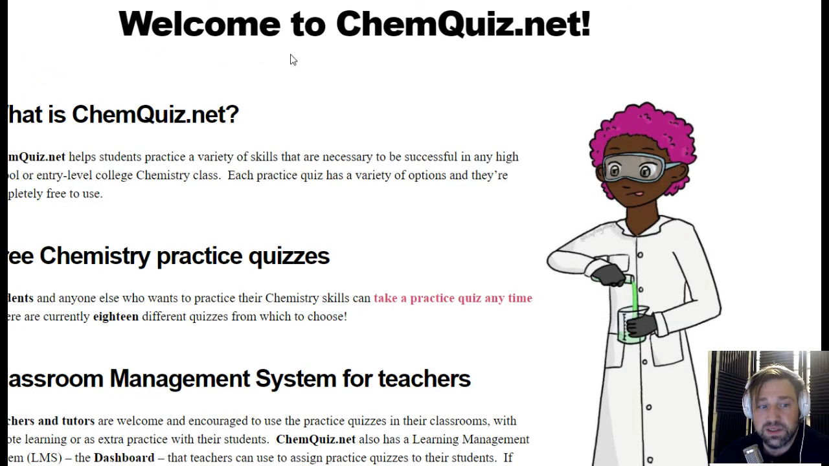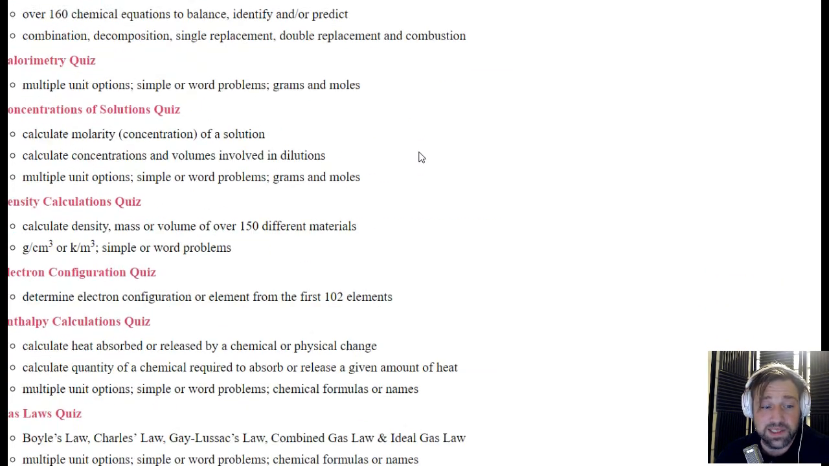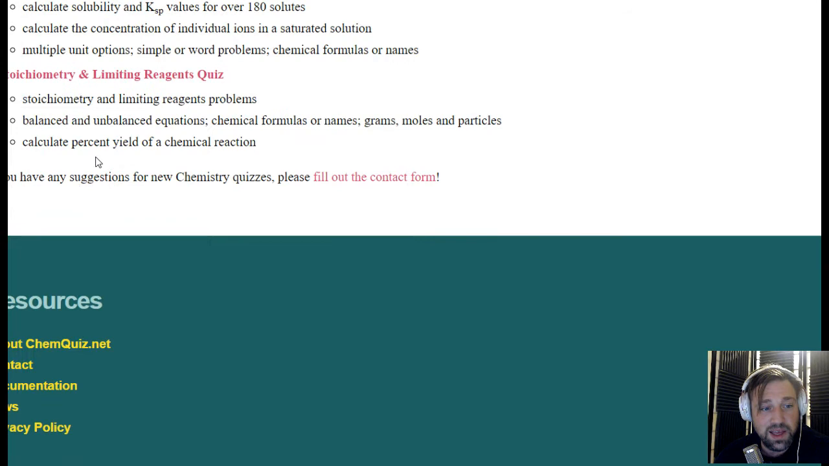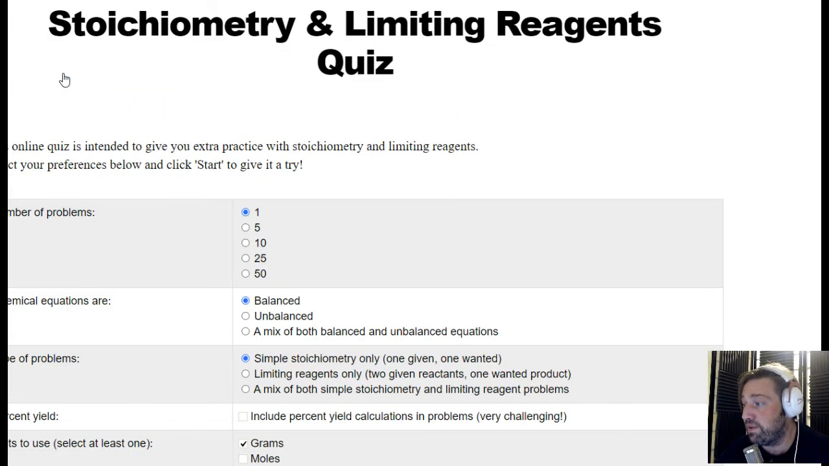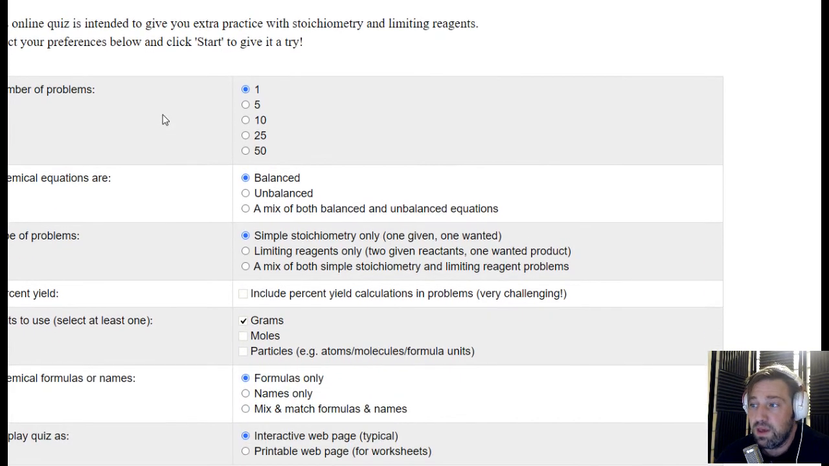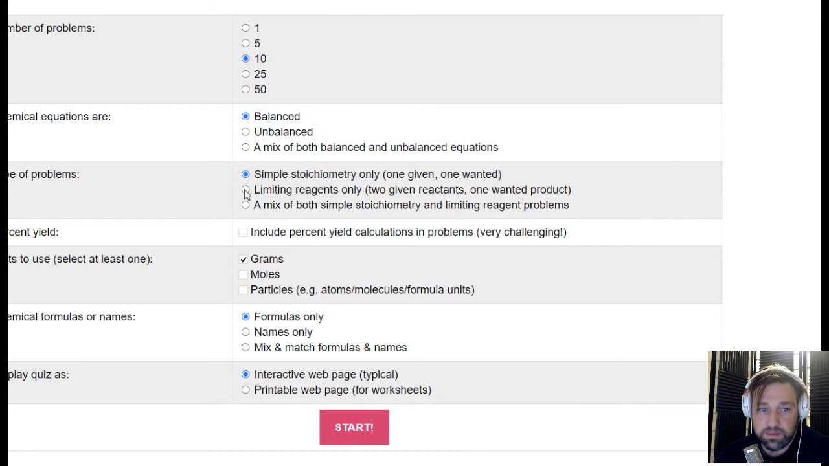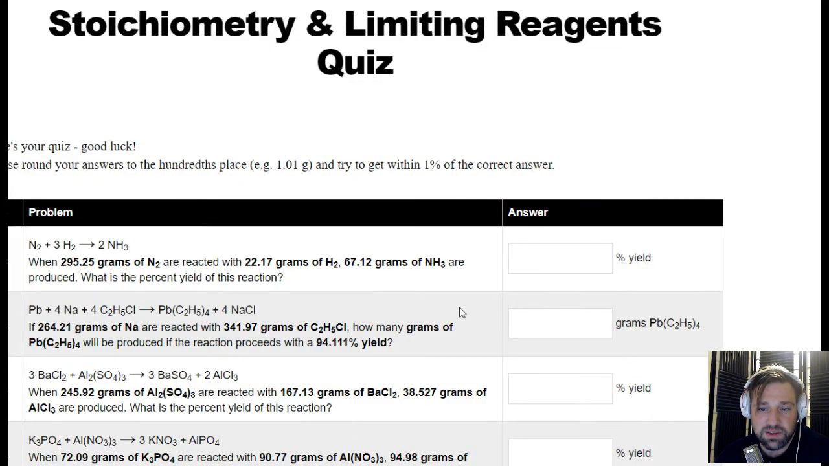Well, another one of these chem quizzes. It's not going to be 60 or 50 or anything like that. It's going to be the same one, stoichiometry and limiting reaction. I'm going to have an assignment put up for this. I only want you guys to do 10, okay? 10 limiting reagents. But I also want you to include percent yield. So you're going to go ahead and start this.